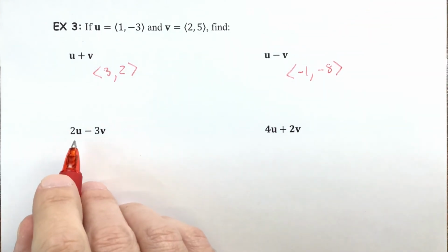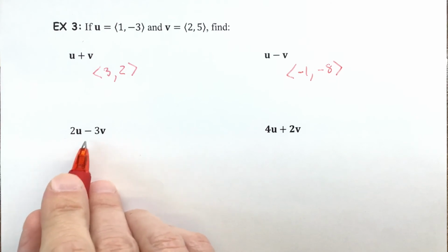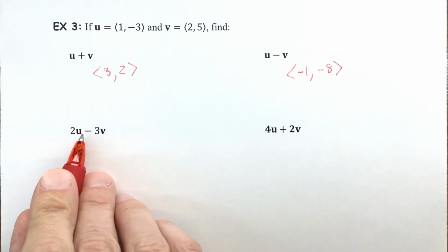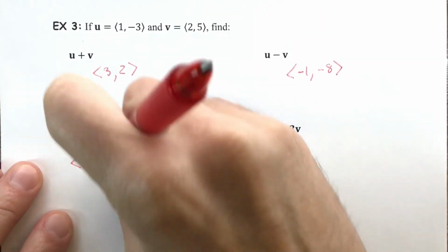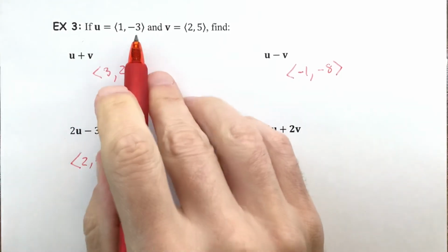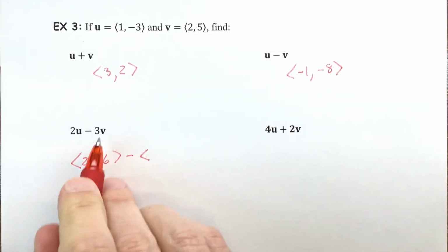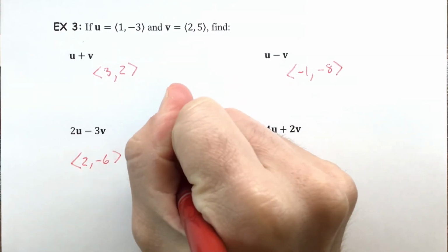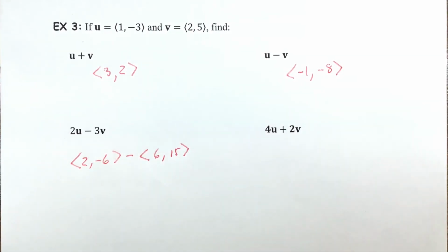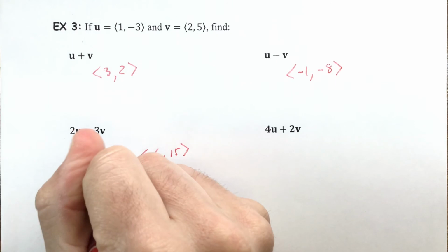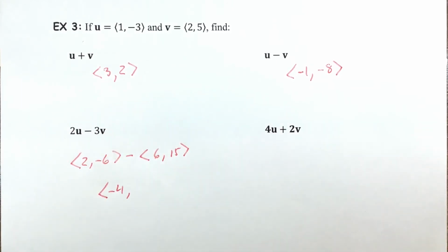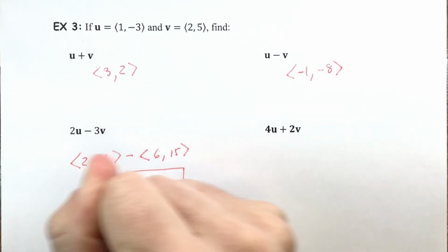For the next, what we're going to do is double up u and triple up v before we subtract those two. So 2 times u is going to give us 2 and -6. And then tripling up v is going to give you 6 and 15. So now then subtracting, we'll need to distribute. You're going to have 2 minus 6, which will give you -4, and then we also have -6 minus 15, which will give you -21. Go ahead and box that one since there's a little bit more to that problem.